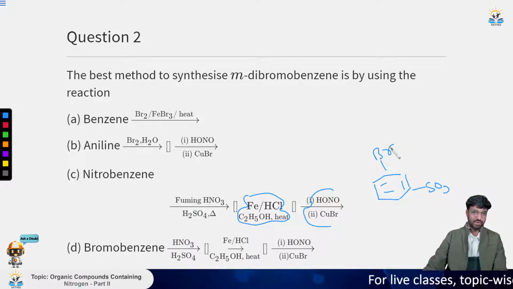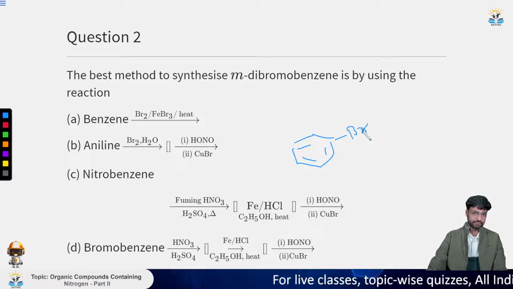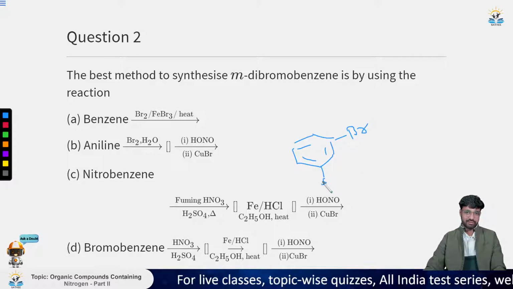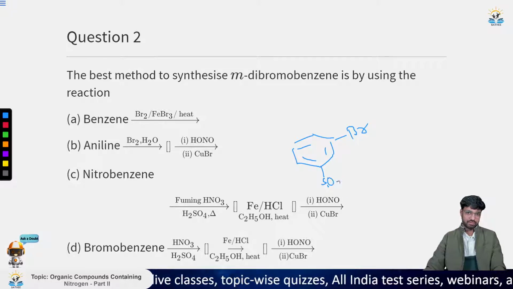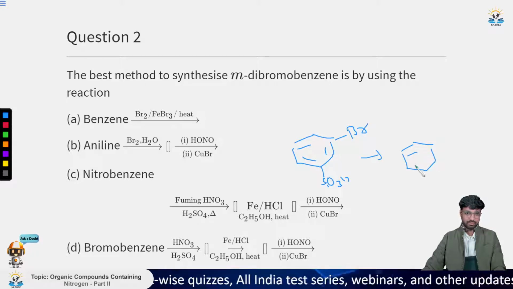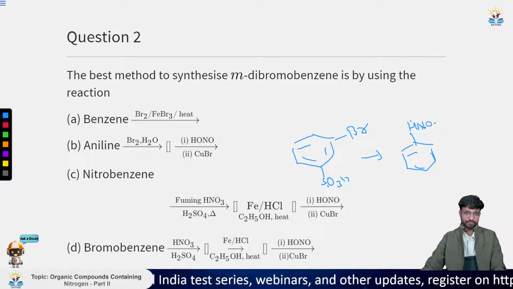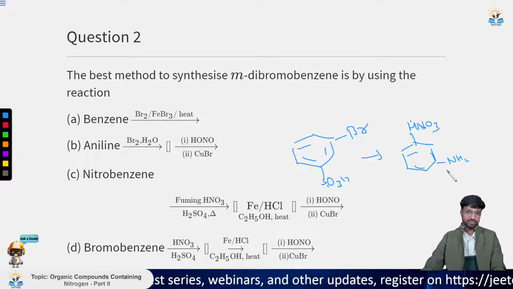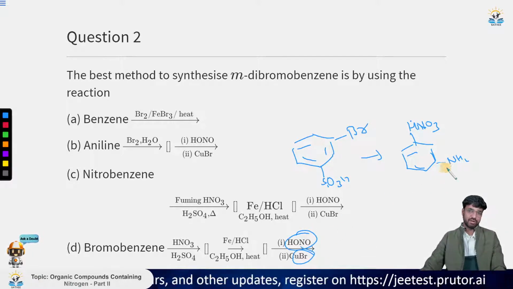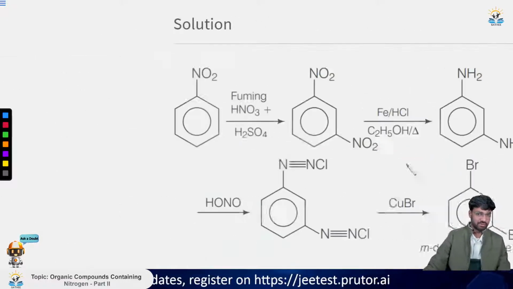At last we have bromobenzene. Simply, we are taking bromobenzene here and reacting it with HNO3 and H2SO4 to get our NO2 at the meta position. Then we are reducing this to get our NH2 again, and we are reacting it with HONO and CuBr to get our Br here. So this can be your answer, the last one.